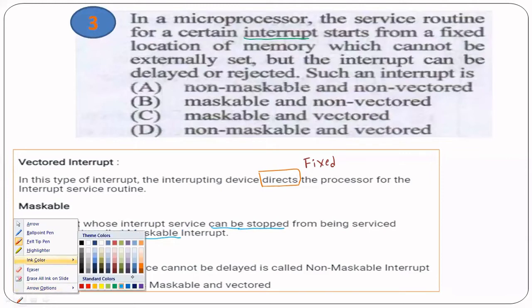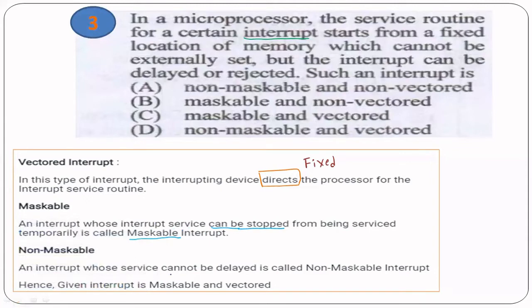The third one is called non-maskable, that is, the service cannot be delayed. Service that cannot be delayed is called a non-maskable interrupt. So for a given interrupt, we need to identify what kind it is. As you can see here, it starts from a fixed location. Since it is with respect to a fixed location, of course it must be a vectored one.